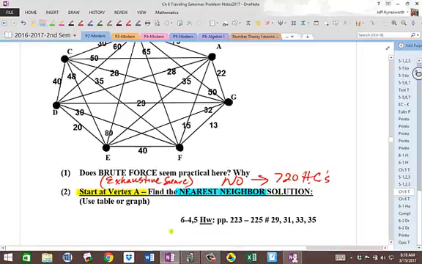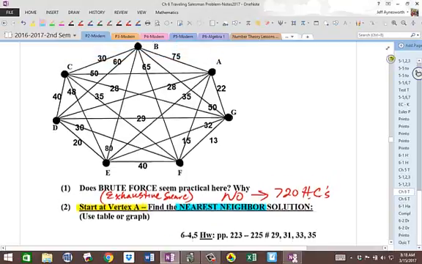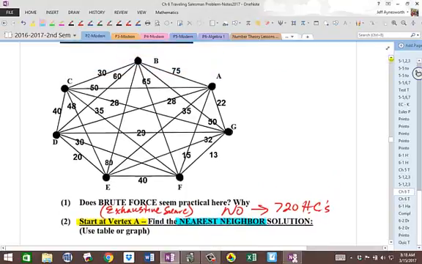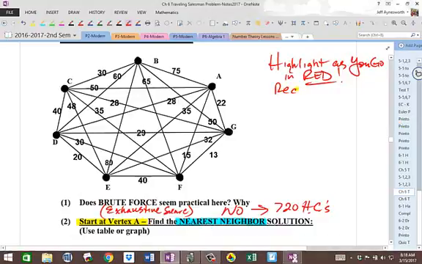to find the nearest neighbor solution for this problem. So get your red pen out and highlight the path. So in this one, always highlight as you go, in red. Okay, and then record the weights, and then calculate the total. Okay, so here we go. We're going to start at A. So let's find A. It's right here.